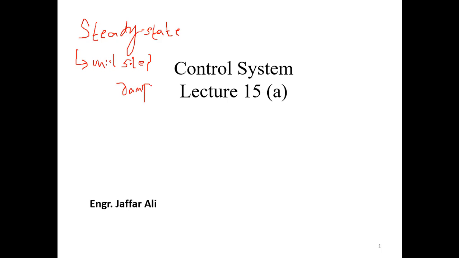If you apply these three inputs on a system, you can find the type of the system. The three types were type 0, type 1, and type 2. Similarly, we found three static error constants: the position constant Kp, the velocity constant Kv, and the acceleration constant Ka. These were the major things.